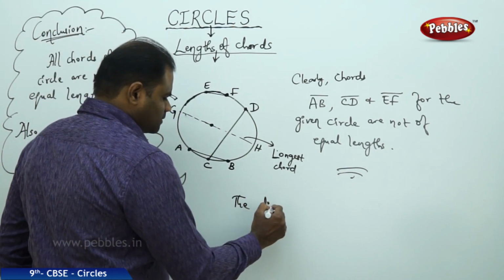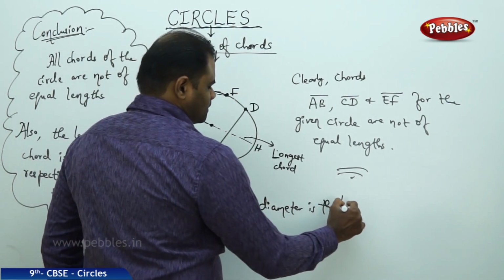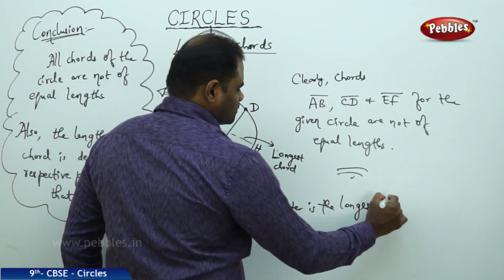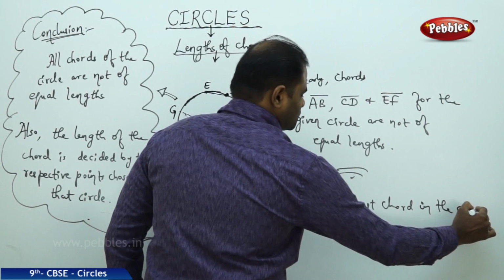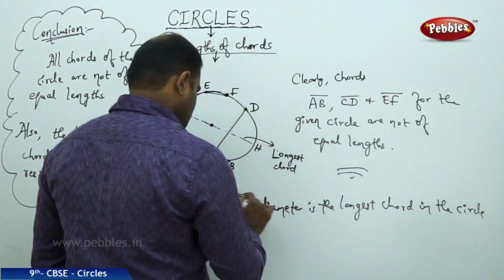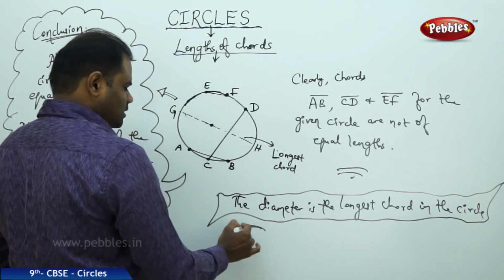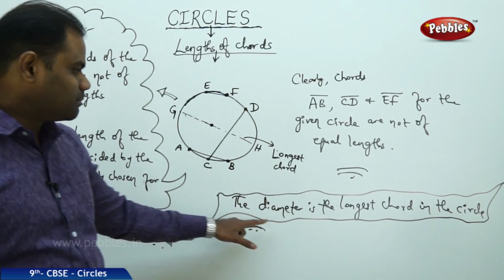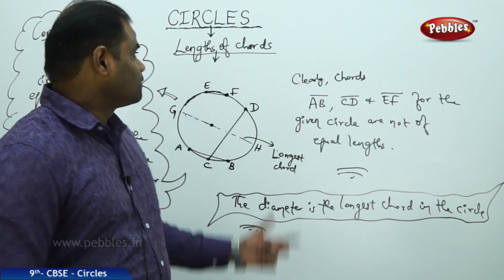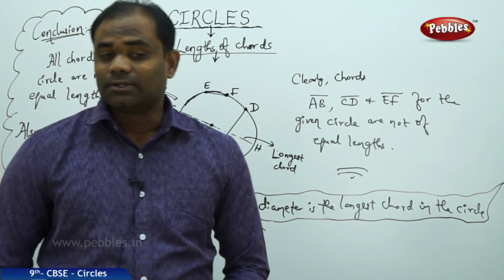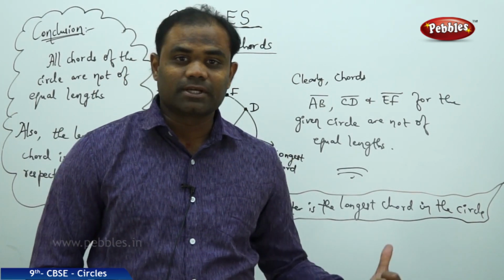The diameter is the longest chord in the circle. Is how we just come to the conclusion. The diameter is the longest chord in the circle. Length of chords of the circle are not of equal lengths. Is how I conclude the session.